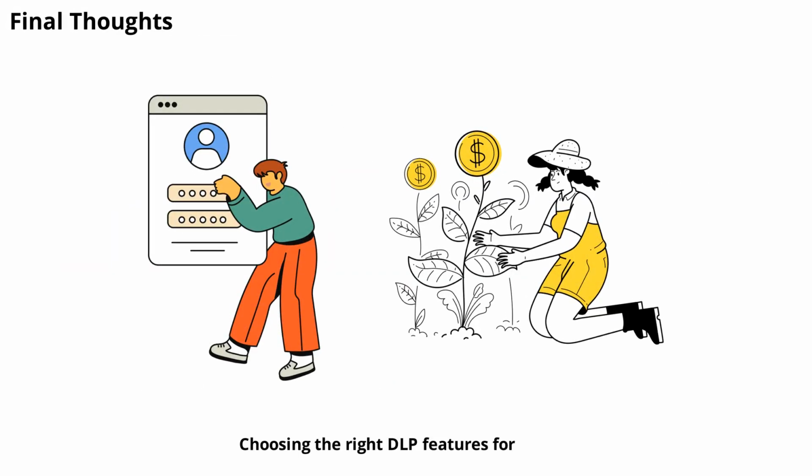Choosing the right DLP features for invoicing is essential for protecting your business, clients, and reputation. By prioritizing features like sensitive data detection, automated policy enforcement, access controls, and encryption, you can build a robust defense against data loss. Remember, effective DLP is an ongoing process that requires regular updates, user training, and a commitment to continuous improvement. With the right approach, you can keep your invoicing data secure now and in the future.